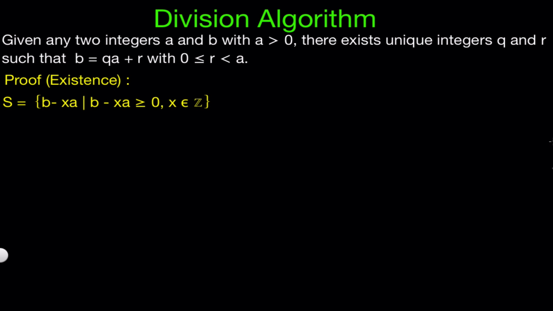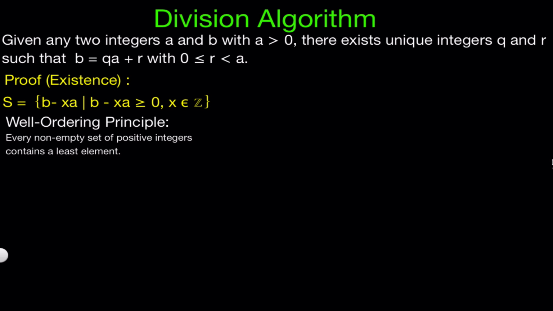The idea here is to show that the smallest element of this set will represent the remainder that satisfies the division algorithm. In order to do this, we're going to use something called the well-ordering principle, which says that every non-empty set of positive integers contains a least element. So if we can show that our set S is non-empty, the well-ordering principle states that it contains a least element, which later we'll be able to show is our remainder.